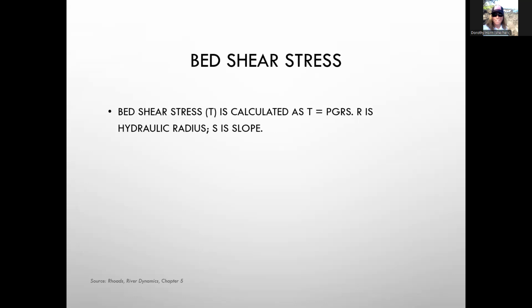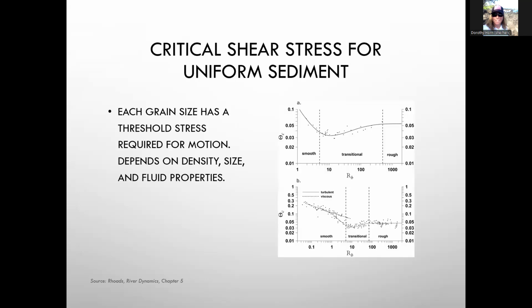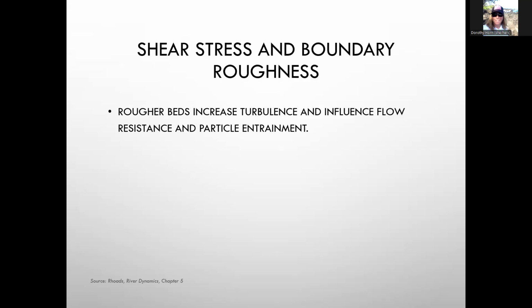So don't forget our bed shear stress, which is tau, is calculated as tau equals ρgRS, where R is the hydraulic radius and S is the slope. So we have this critical shear stress. Basically, each grain size, you can think about all the different types of sand and rocks and whatnot in a river, each one has a different grain size, okay? So they each have a threshold of stress that they need to have before they can move. So it really depends on not just their size, but their density and the fluid properties to see how much it's going to take to pick them up and take them down the river.